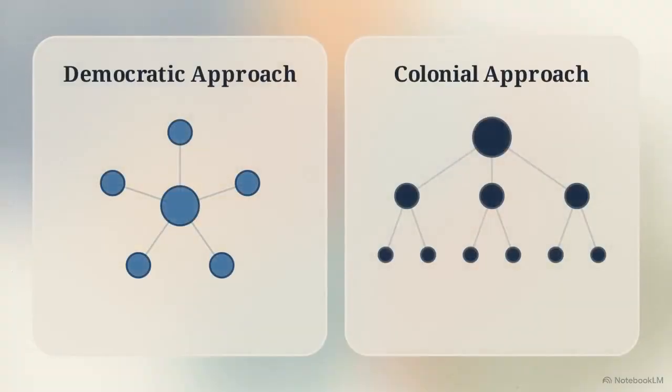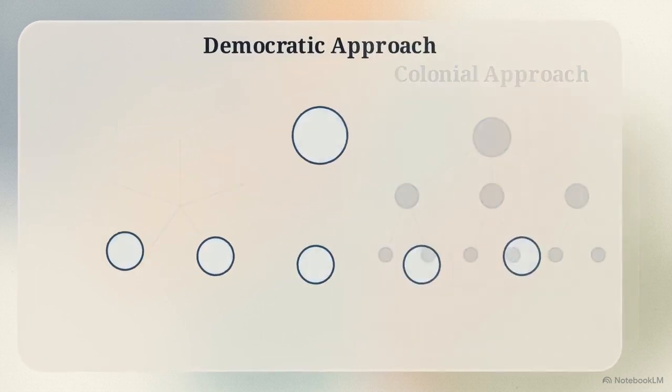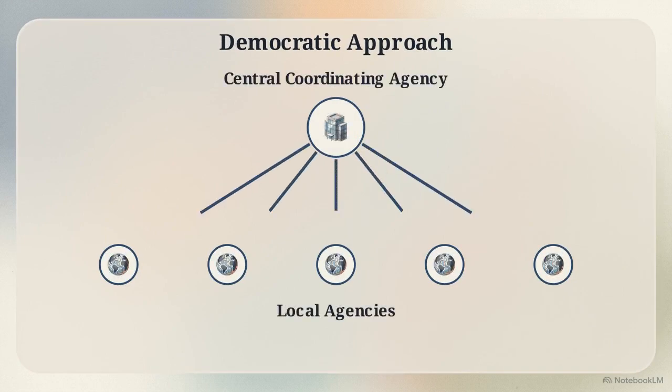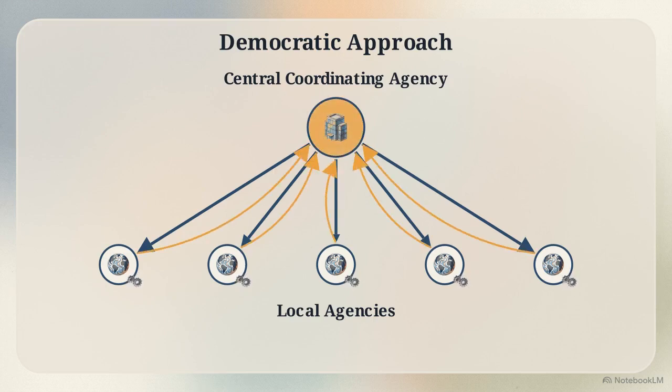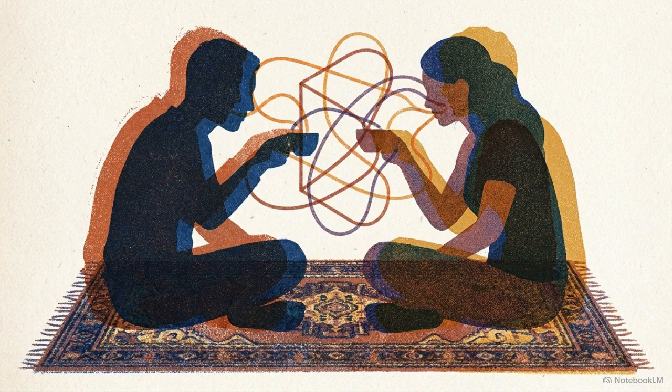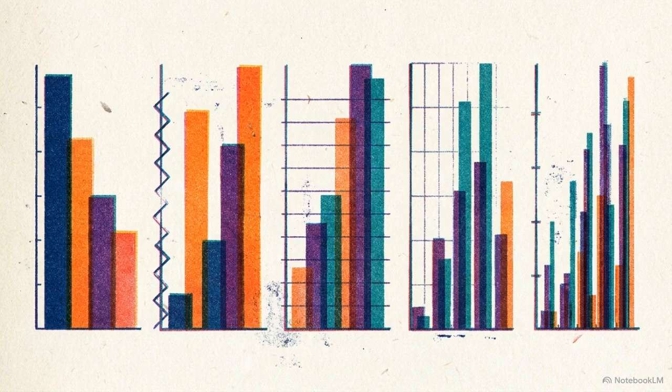This flowchart illustrates the two primary competing agency structures the industry uses to manage these global challenges. The first is the democratic approach. A central coordinating agency designs the overarching project, but relies heavily on local agencies in each country to conduct the fieldwork and perform the primary analysis. The primary advantage here is that it maximizes local cultural sensitivity by keeping native researchers in the room.